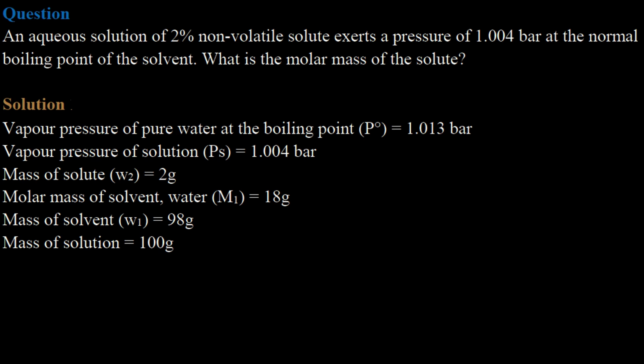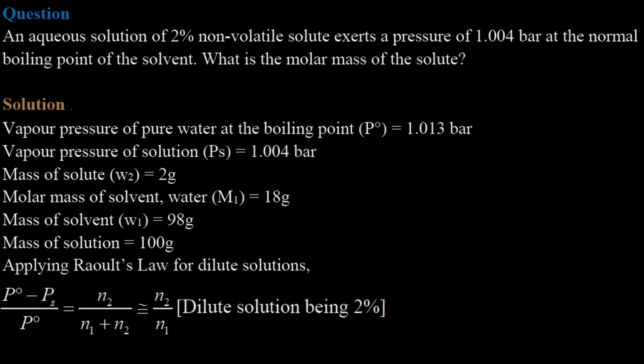So here the vapor pressure of pure water at the boiling point is 1.013 bar. That is, at 1 atmospheric pressure, the vapor pressure is 1.013 bar. This we should know. The vapor pressure of the solution is given here. It is 1.004 bar. The mass of the solute is 2 grams. The solvent is water, so its molar mass is 18 grams. The mass of the solvent will be 98 because 100 is the mass of the solution. So 100 minus 2 is 98, and the mass of the solution is 100 grams.